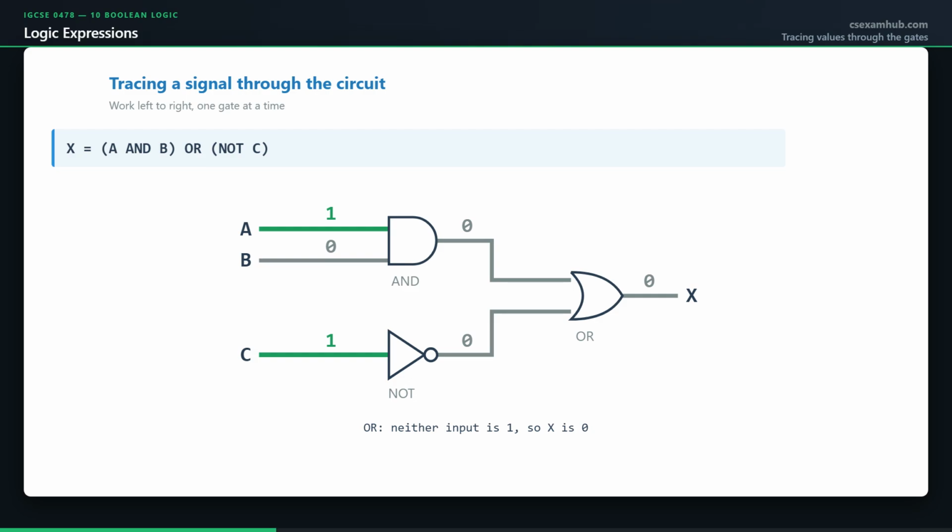Now watch what a single change does. Keep A at 1 and C at 1, but change B from 0 to 1. The AND gate now has 1 and 1, so its output flips to 1. The NOT gate is untouched because C has not changed, so it stays at 0. But the OR gate now sees a 1 on its upper input, and OR needs only one of its inputs to be high, so X becomes 1. One input changed and the output changed with it. Trace gate by gate, write each gate's output onto the diagram as you go, and you cannot lose your place.